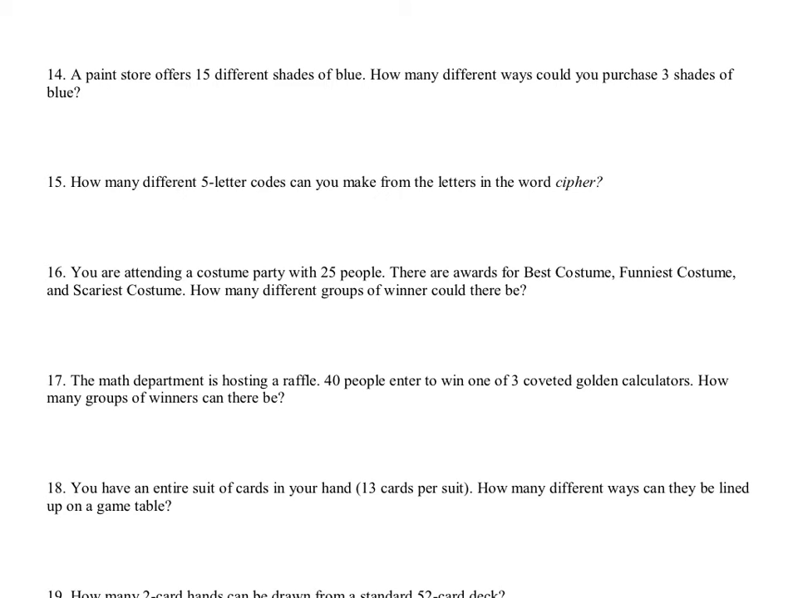Next question I got asked was 17. The math department is hosting a raffle. 40 people enter to win one of the 3 coveted golden calculators. How many groups of winners can there be? Again, order does not matter because everyone's getting the same thing. So it's combination. You have a total of 40 people. I wonder how you got to be one of the lucky 40 to even enter to win. So there's 9,880 ways that you could do this.